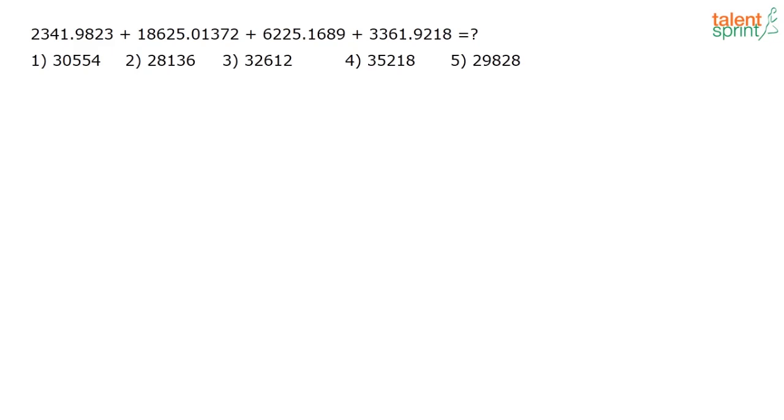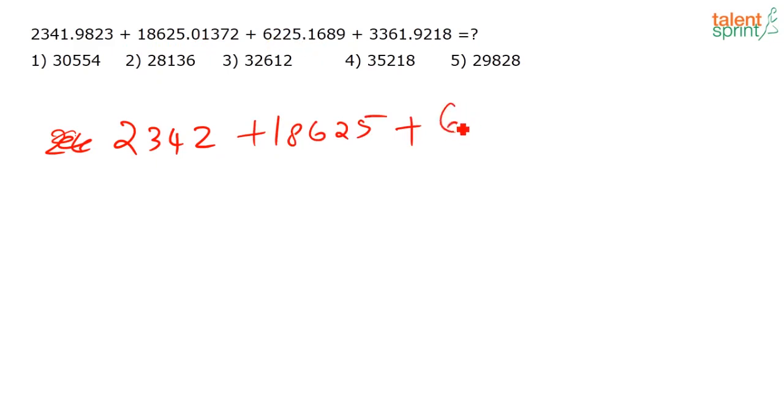Yeah, let's see. So here, see what is 2341.98. I'm going to write it as 2342. Okay. Now 18625.01. So that I'm just writing it as 18625 itself. Correct. 0.01. Then 6225.16. You can write it as 6225. Then 3361.9, you can write it as 3362, correct? Actually, you didn't write the full number, just write the last digits when you are calculating.